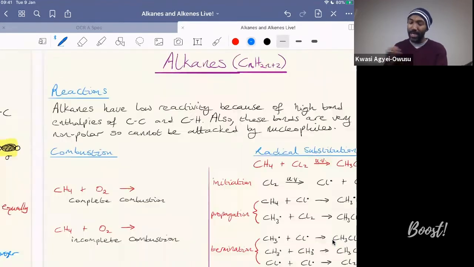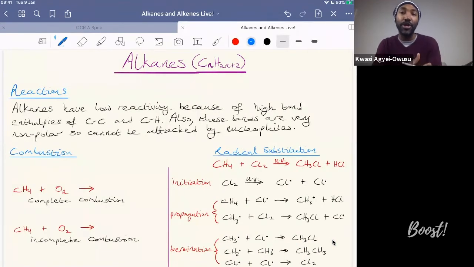Okay, so looking at reactions, the first thing to note about the alkanes is that they are relatively unreactive. And we need to consider why this is. Okay, so for the alkanes, you've got strong carbon-carbon and carbon-hydrogen bonds. In other words, you've got bonds that have a high bond enthalpy or relatively high bond enthalpy. A lot of energy would be needed to break these bonds. And as a result, they are sort of unreactive. It's difficult to break those bonds.